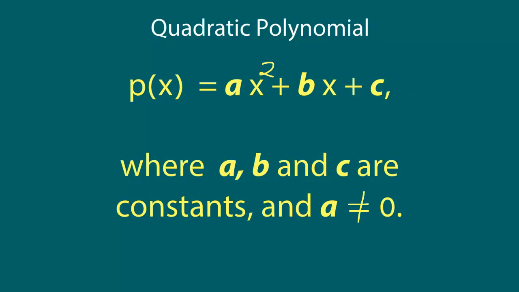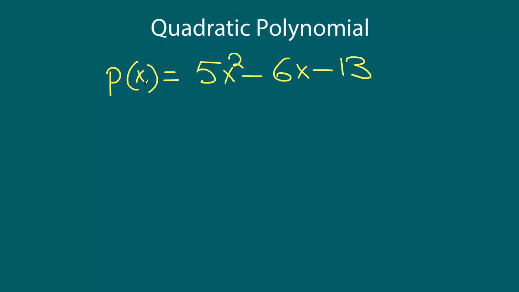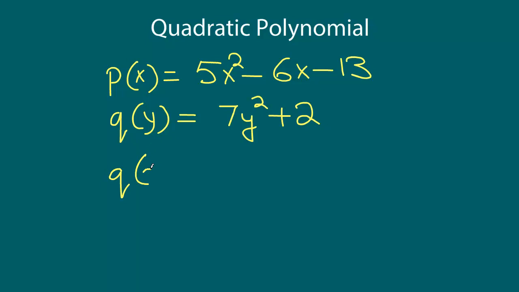Now, let's take some examples. So let's write a quadratic polynomial in x. So we have p(x) equals, let's say, 5x squared minus 6x minus 13. So this is an example of a quadratic polynomial in x. Let's write another quadratic polynomial, this time in variable y. Say 7y squared plus 2. And let's write one more quadratic polynomial, and this time let's say it's in variable r, and we write something like r squared. So each one of them is an example of a quadratic polynomial.